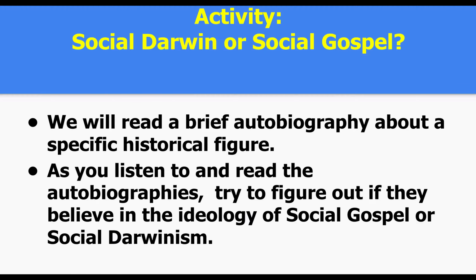So we're going to do a little bit of an activity here. So it's social Darwin or social gospel. We're going to read through a brief autobiography about a specific historical figure. And we're going to do a few of these. So as you read through the autobiography with me, I want you to try to figure out if they believe in the ideology of social gospel or social Darwinism. So make sure you're paying close attention, because you're going to be asked after we read it to identify which side they were on.